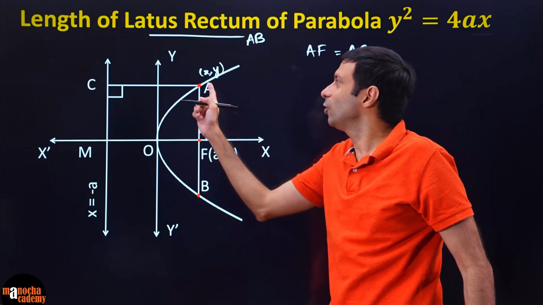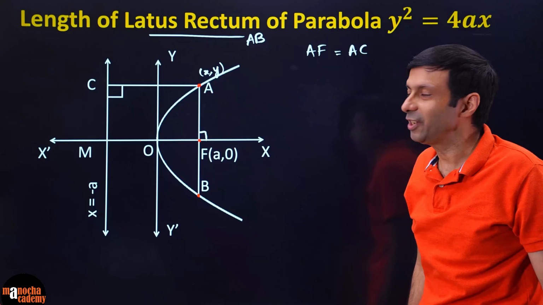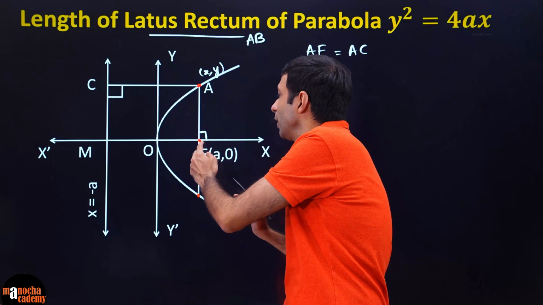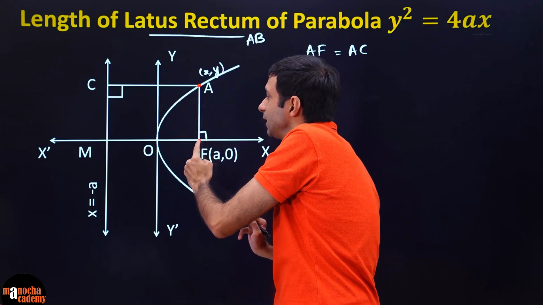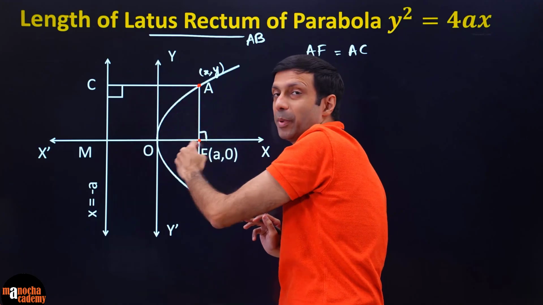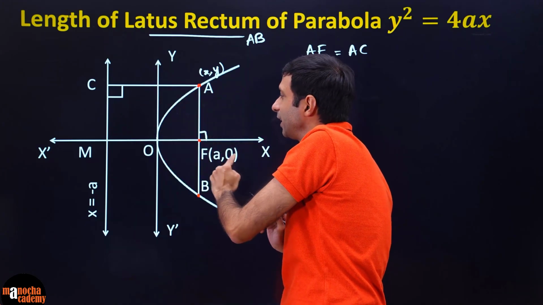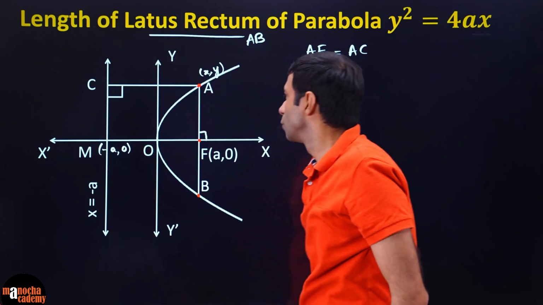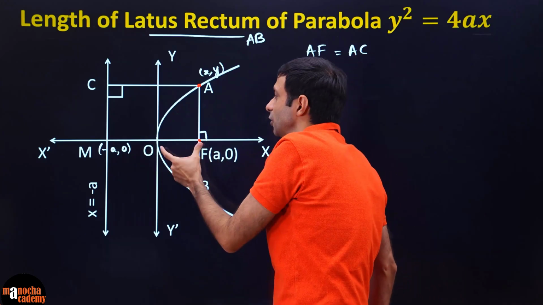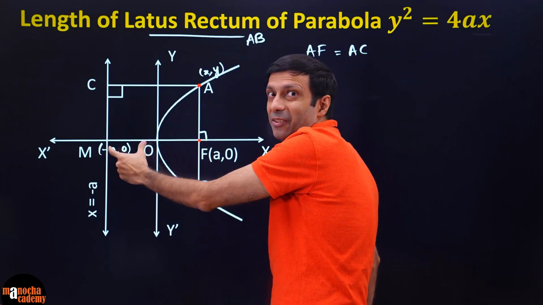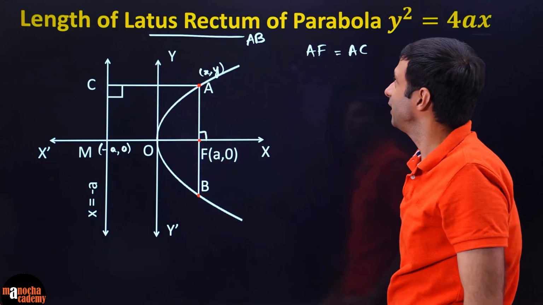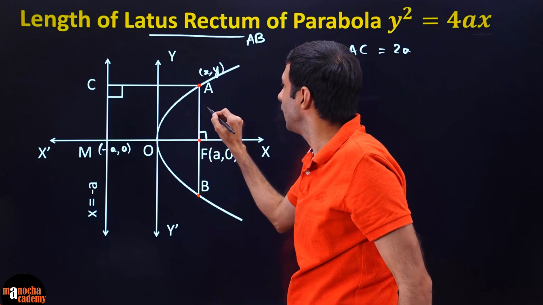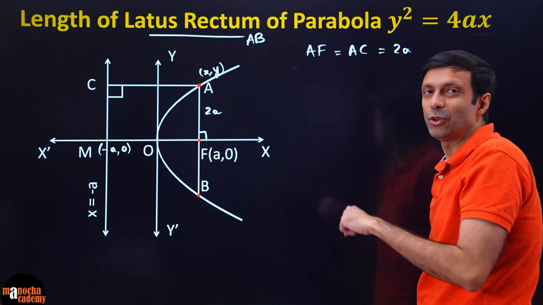Now guys, looking at the diagram, can you tell me what is AC? You can see AC is going to be the same distance as FM. This is forming a rectangle, and we know F is at (a, 0) and this point here is (-a, 0). So do you guys agree that this distance FM is going to be a plus a? So that's going to be the same over there, AC. So that's going to be 2a. So if AC is 2a, do you guys agree that AF is 2a? Yes, AC is equal to AF.